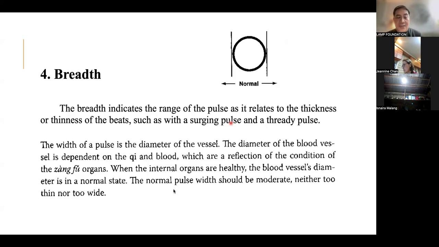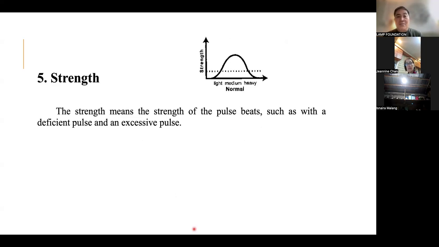Actually, this is the reason why we should take the pulse. Di ba, when you formulate your diagnosis, you have to make sure, ano ba, excess ba or deficient. So when you say strength, it means the strength of the pulse beats. So we have a deficient pulse, we have an excessive pulse. Okay? So this is the beating force beneath the finger.